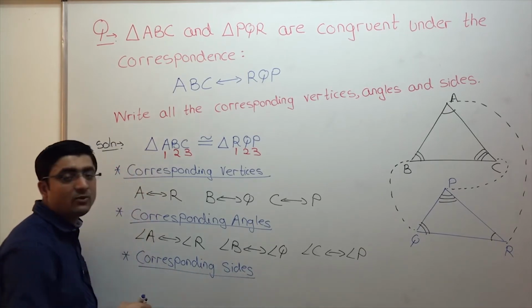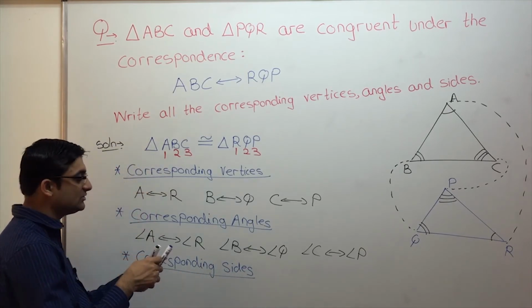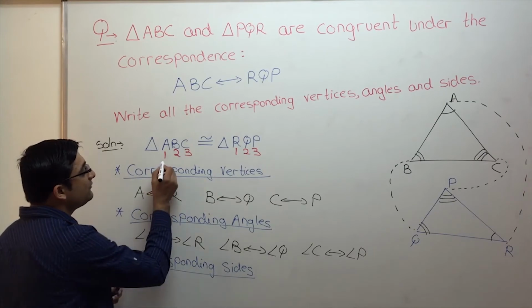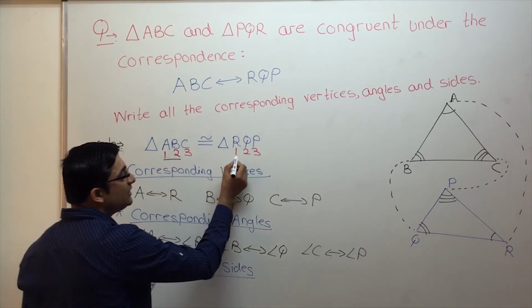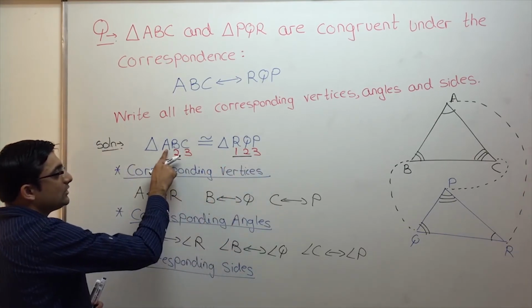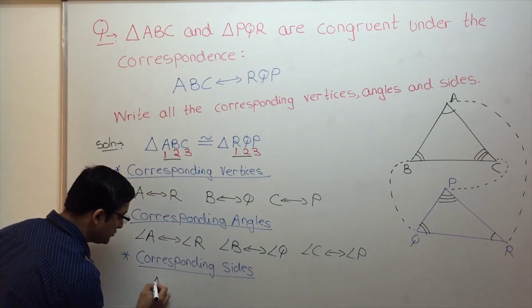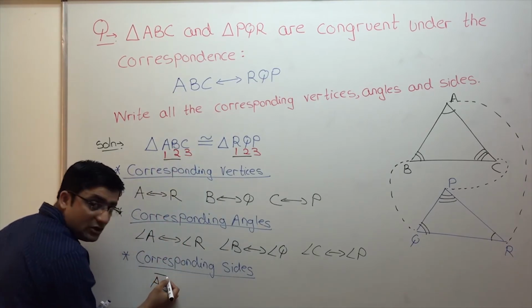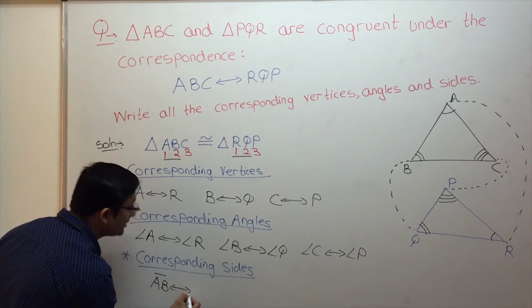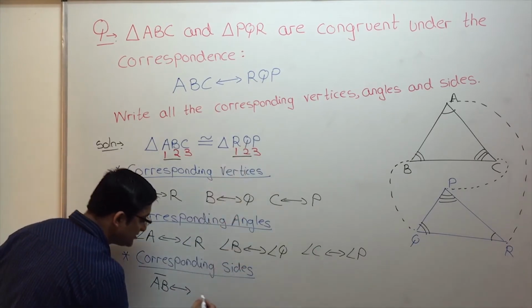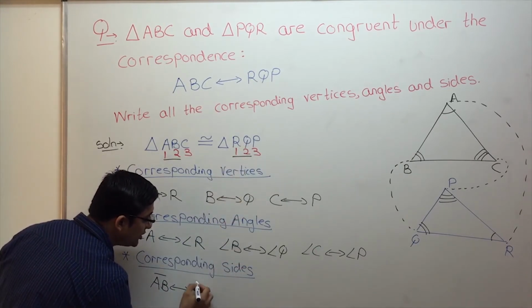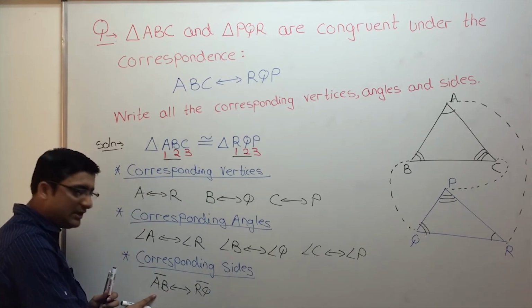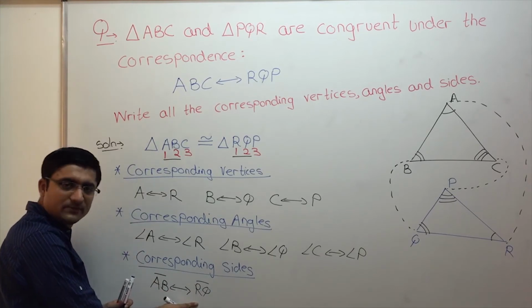So how do we get the corresponding sides? We have to take a combination of two letters. First we'll take the combination of the first two letters, over here and over here. What are the first two letters? AB. So side AB, using this symbol for line segment, corresponds to the first two letters over here, that is RQ. Now you can also change the order: instead of AB you can write BA, instead of RQ you can write QR, that's fine.